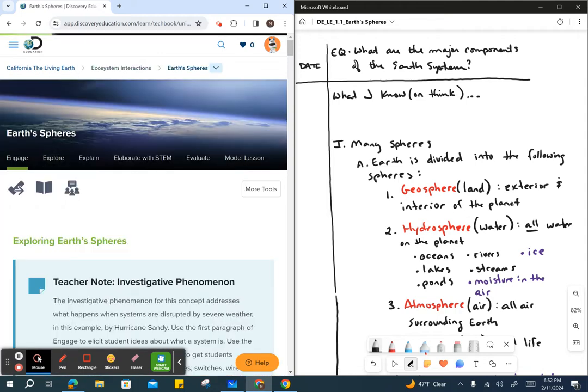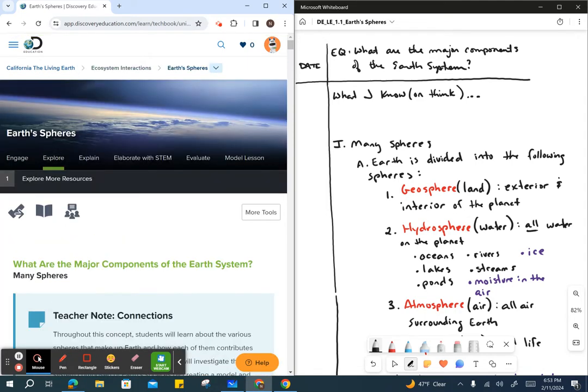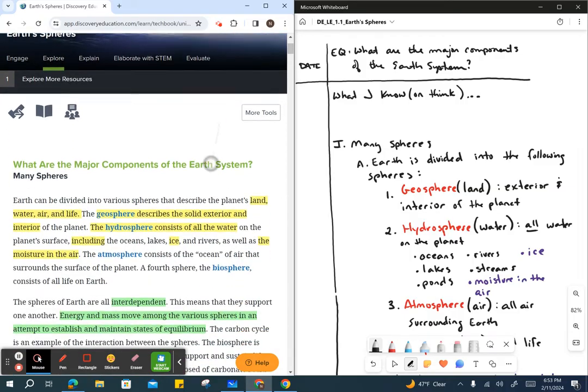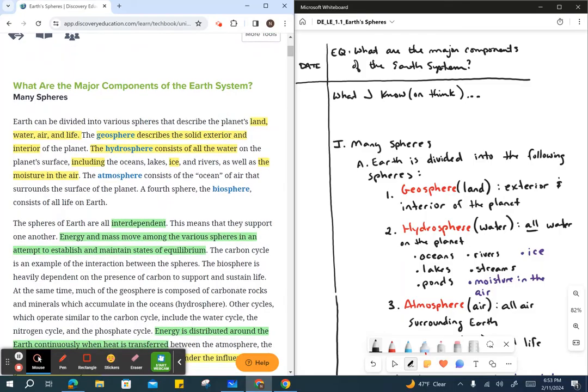And we'll jump right into our Explore. And let's go ahead and just turn that off there. Okay, the essential question: what are the major components of the Earth system? Go ahead and write down what you know, what you think. Okay, hopefully you hit pause there and took care of that.